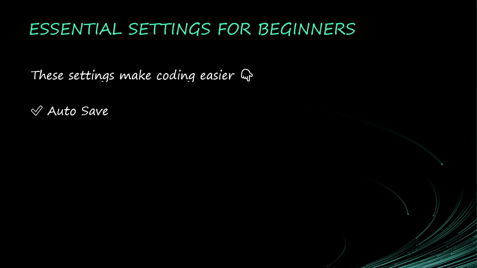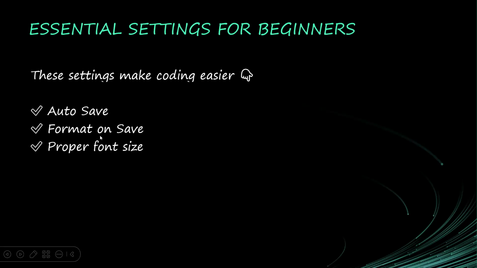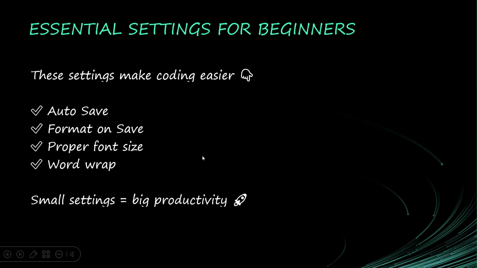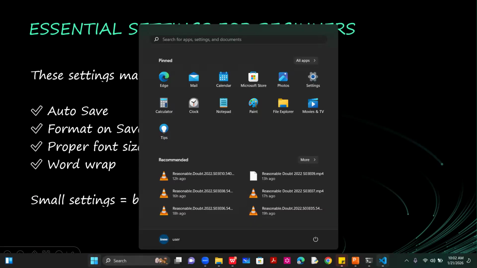First one is autosave. Now, we have autosave, we have format on save, we have the font size, we have word wrap. So let me show you how we do this one. But let's start with autosave.